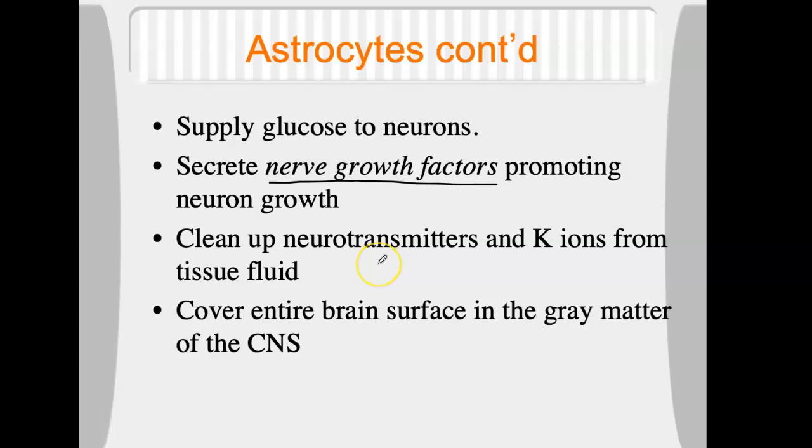They're also a cleanup crew. They clean up neurotransmitters and any potassium ions. So potassium ions can accumulate in the tissue fluid, and astrocytes will sort of mop that up and remove it so that that tissue fluid is not ridden with too many of these potassium ions. Where are they? They cover the entire brain and the gray matter. They're everywhere. They're really fabulous cells.